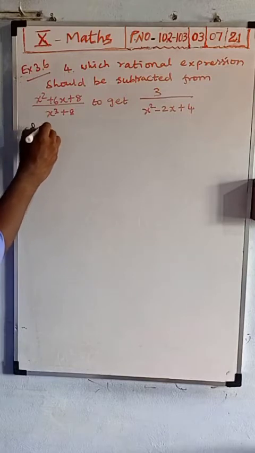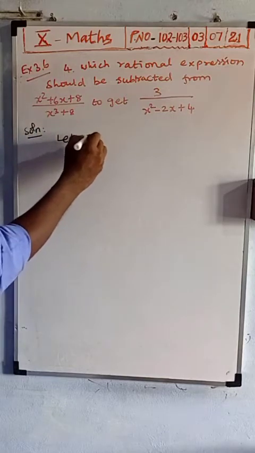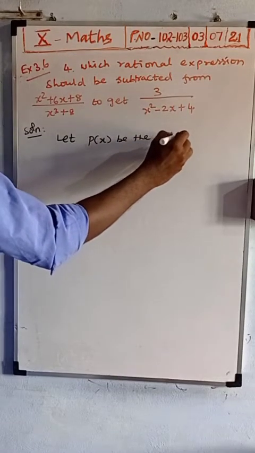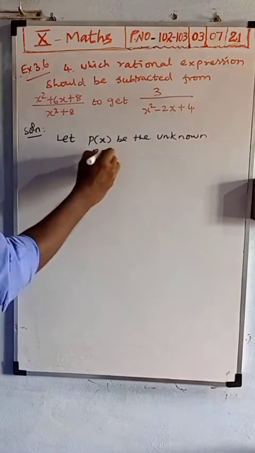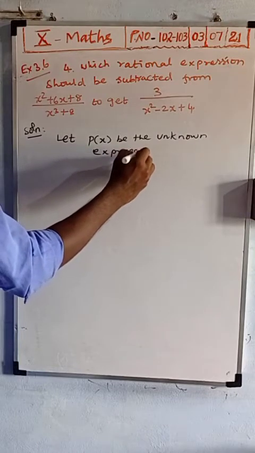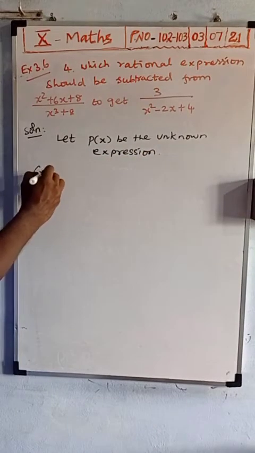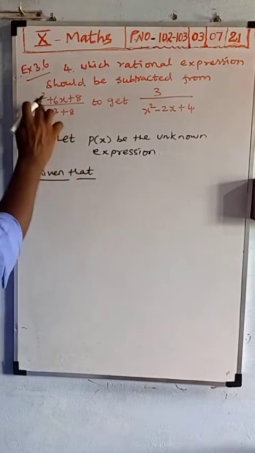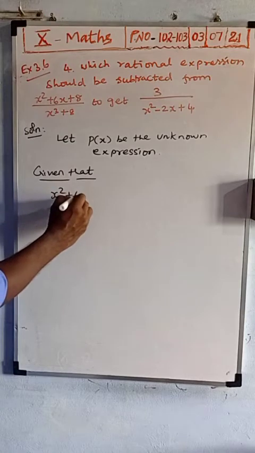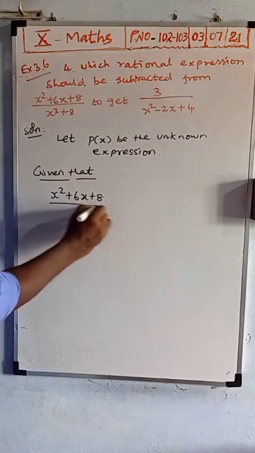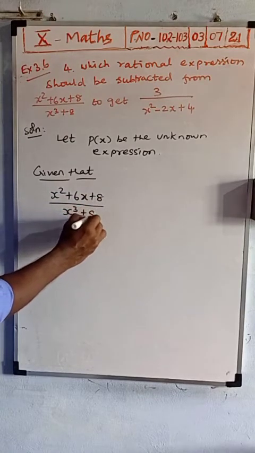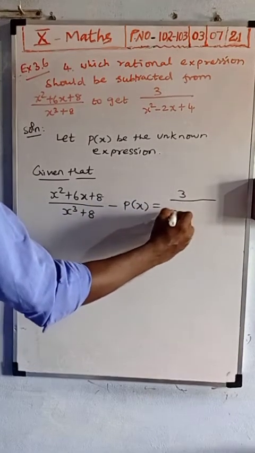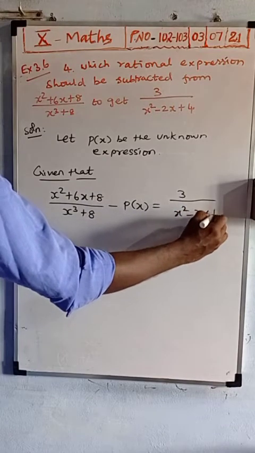Okay, see the solution that you choose. Let p of x be the unknown expression. Okay, this only we want to find, the unknown expression. So given that, first, this rational expression x square plus 6x plus 8 divided by x cube plus 8 should be subtracted from p of x, and the answer is 3 divided by x square minus 2x plus 4.